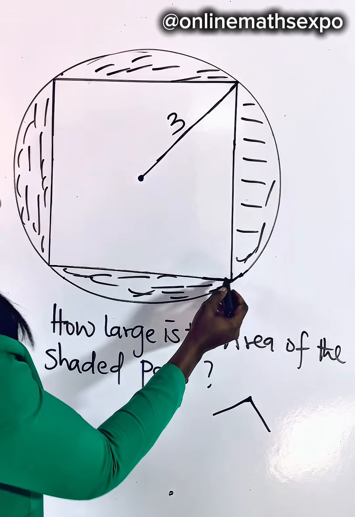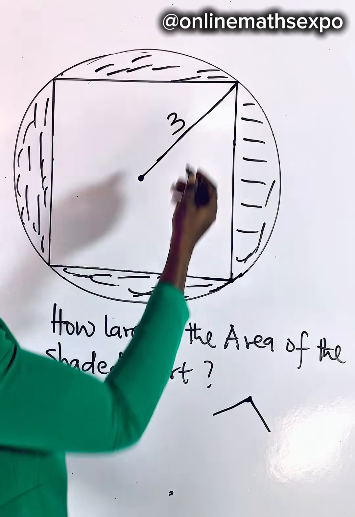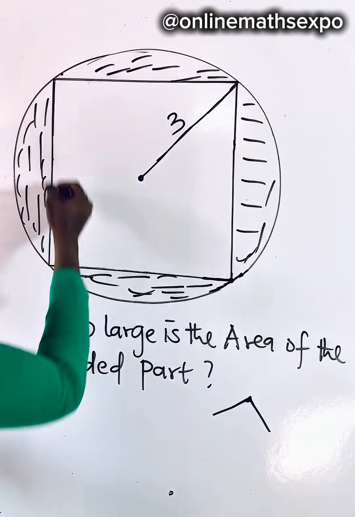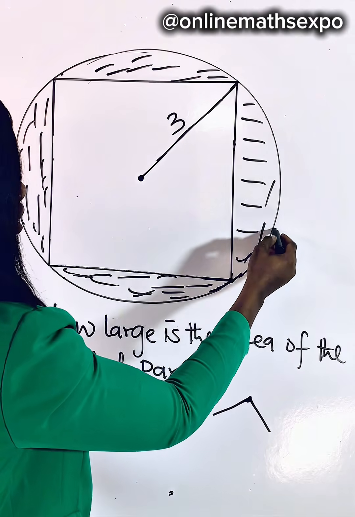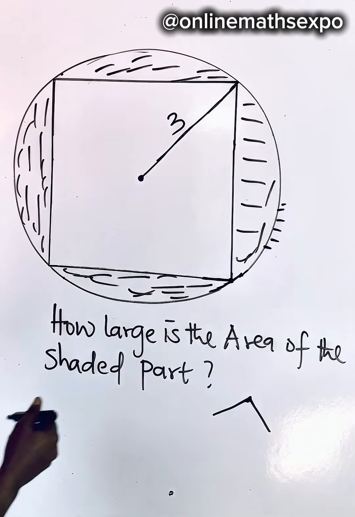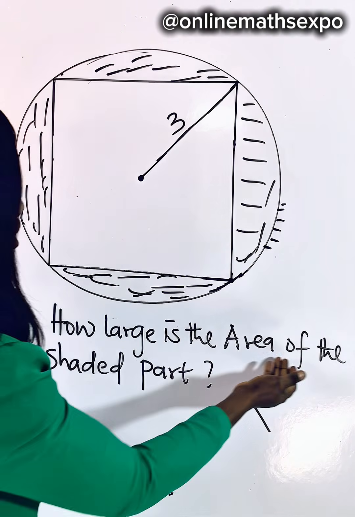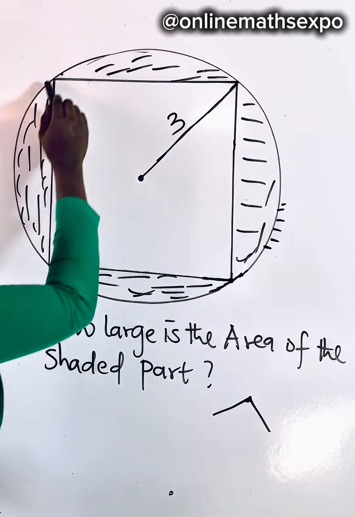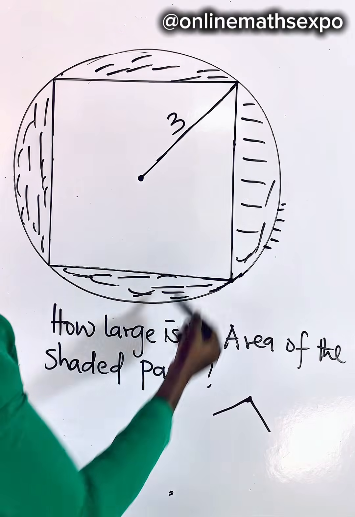So you observe that for the square, the vertices are touching the circumference, and the circumference is simply the outer part of the circle. And the question is asking us, how large is the area of the shaded part? Now you see the shaded part, you want to know how large this shaded part is.